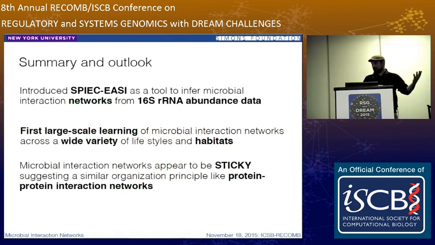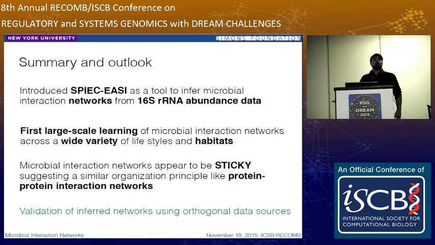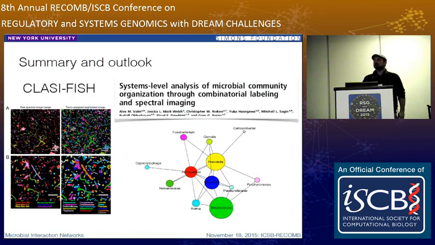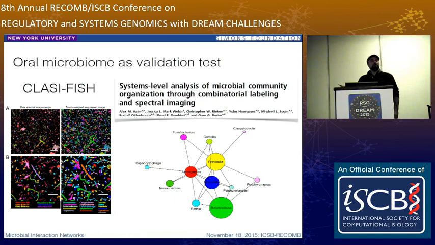Obviously, we need to validate all these interactions. And the best system so far, I would say, is the oral microbiome, because we know a lot about that. We can do image processing and infer, using CLASI-FISH, for instance, an interaction network and compare it to what we inferred numerically.